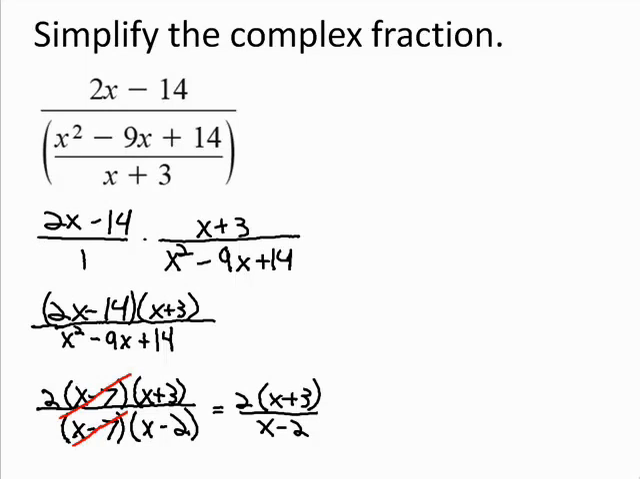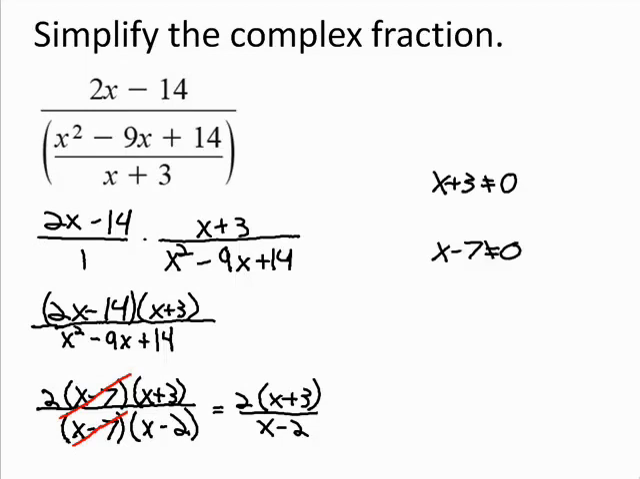This expression has to have the same domain as the original expression. In the original expression, there was an x minus 7 in the denominator, so x minus 7 cannot be equal to 0. Also, before inverting the divisor, there was an x plus 3 in the denominator, so x plus 3 cannot be equal to 0.